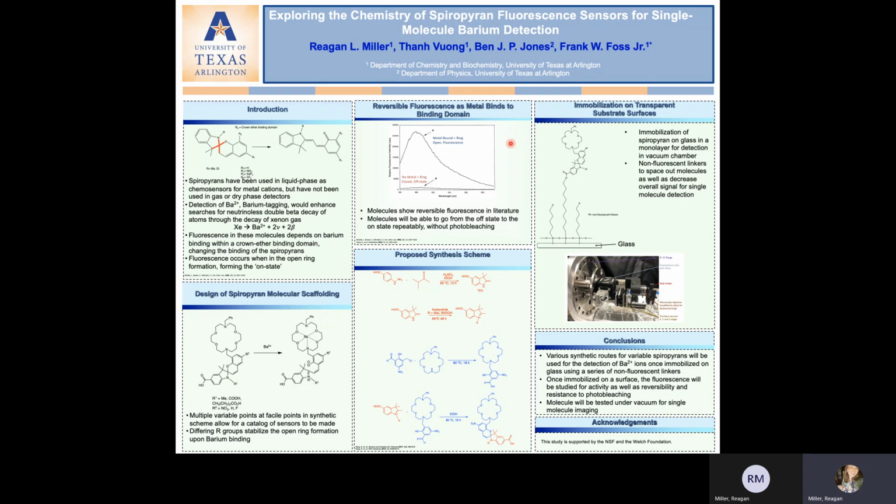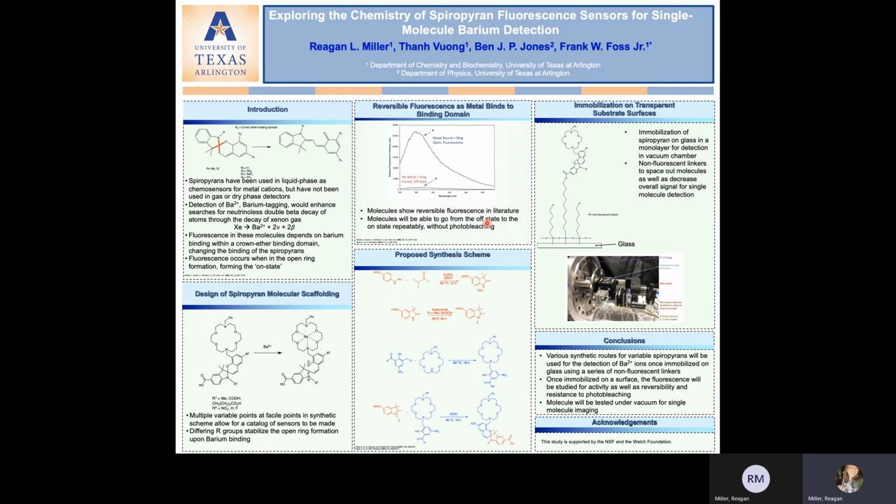One of the reasons we're looking at spiropyrans as a fluorescent molecule is previous literature has shown both its reversibility as well as its intense reaction to metals. And then even more so, it shows that the transfer from the off state to the on state repeatedly can happen without photobleaching. So as we can see from this paper from 1998, without metal, our ring is in the closed or off state. And then with metal, we have intense fluorescence whenever the ring is open.